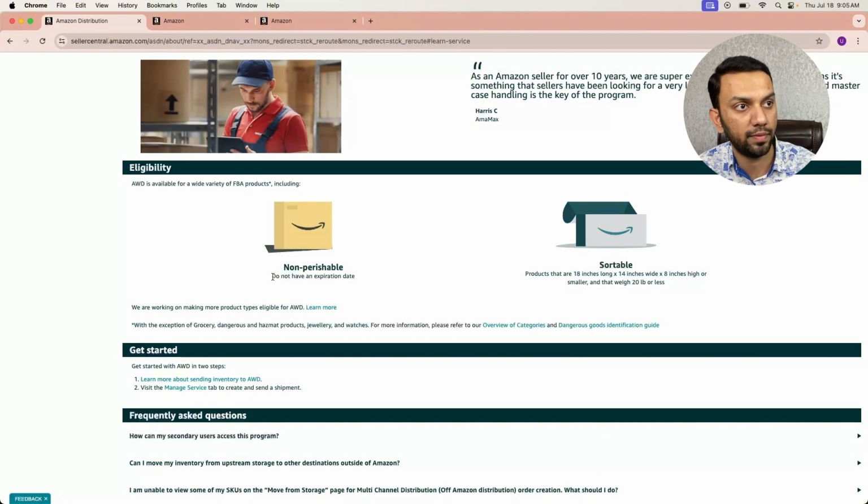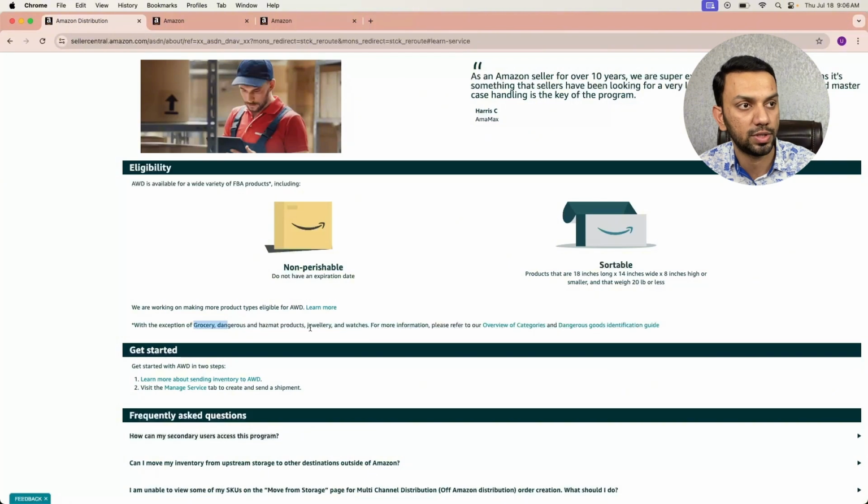Products which do not have an expiry date are eligible, so food items which have a very short shelf life are not eligible. And then again, grocery products with hazmat, which require a hazmat certificate, which includes batteries and some liquids, like let's say fragrances, these kinds of things. Then again, jewelry, watches, some expensive stuff, these are not covered here.